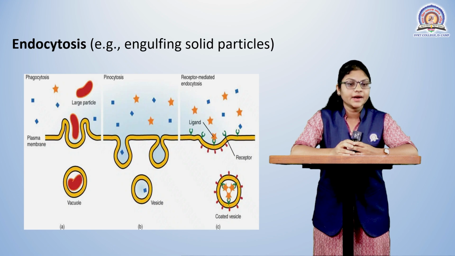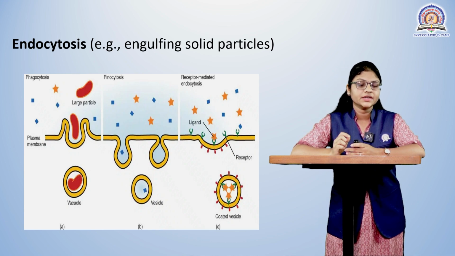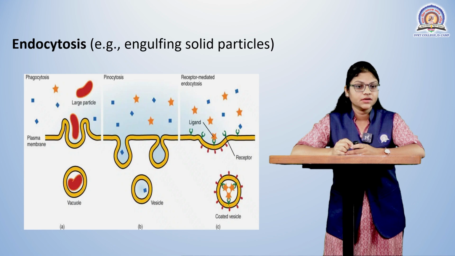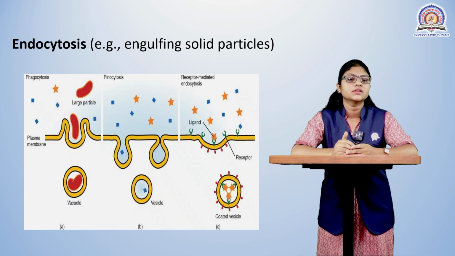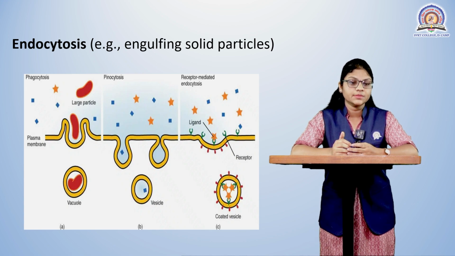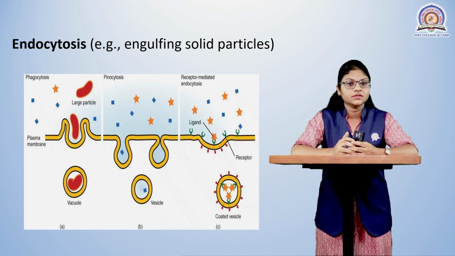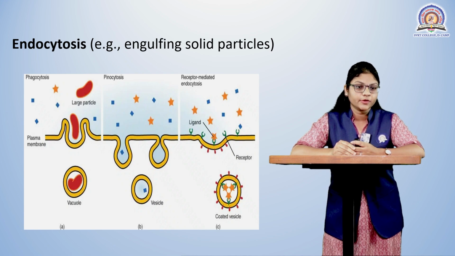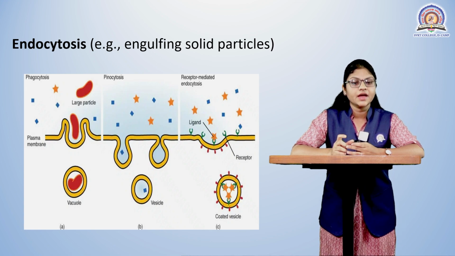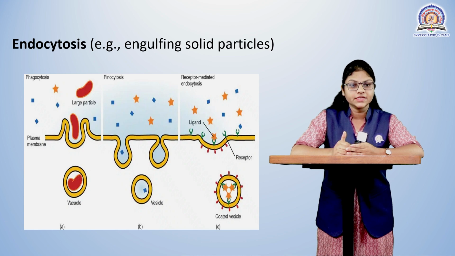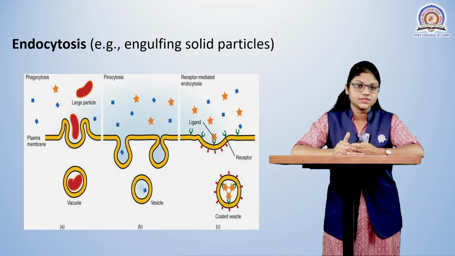After covering that particle, the pinching of the plasma membrane occurs and vacuoles are taken inside the cell. After that, some enzymes present inside the cell dissolve these vacuoles, and these larger particles are taken inside the cell. The same occurs in pinocytosis. Here the liquid particles come in contact with the plasma membrane, the same procedure happens, and the liquid molecules are taken inside the cell in the form of vesicles.